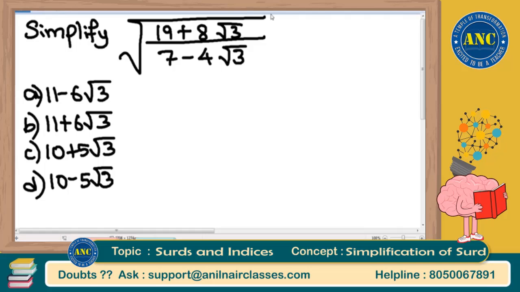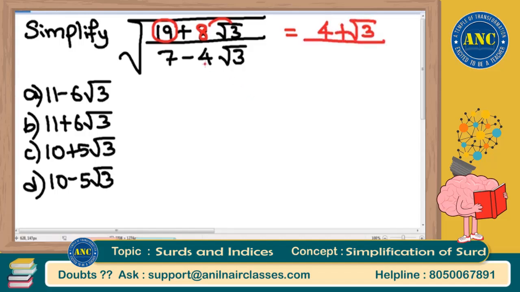Simple. See here. Think logically. 8 is 2 into 4. That 4 is root 16. 16 plus 3 is 19. That means directly I can write it as root 16 plus root 3, which is 4 plus root 3. That is the direct value in the numerator.